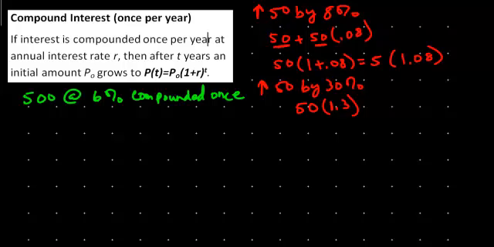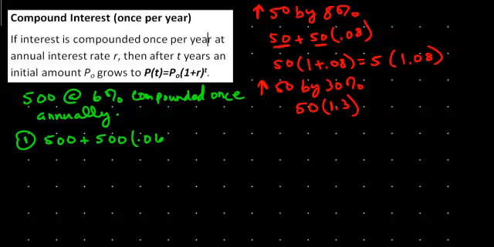Compounded once annually. Okay? So, let's say at the end of the first year, I have my 500 bucks and I get the additional 6%. Same as simple interest that first year. That's going to equal 500 times 1.06. Now, what's different with compound interest is now I have this amount of money.